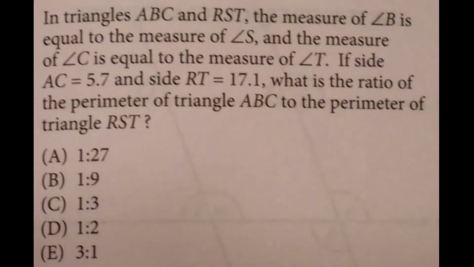In triangles ABC and RST, the measure of angle B is equal to the measure of angle S, and the measure of angle C is equal to the measure of angle T. If side AC equals 5.7 and side RT equals 17.1, what is the ratio of the perimeter of triangle ABC to the perimeter of triangle RST?